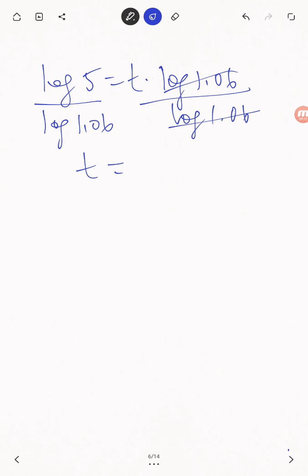Just make sure that you do log 5 and then close the bracket. On my calculator, the bracket doesn't get closed automatically after the 5, and then divide by log 1.06. Right, so I get 27.6 approximately. To 2 decimal places, 27.62.